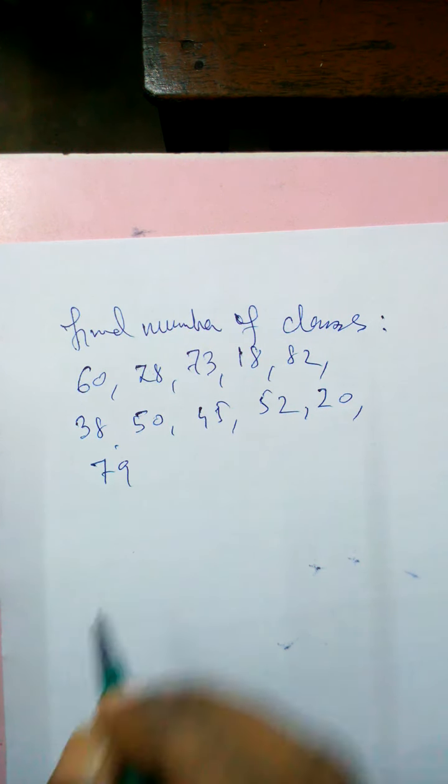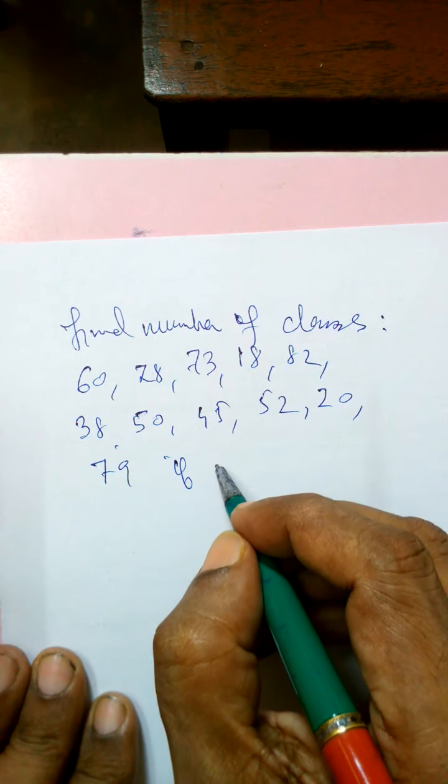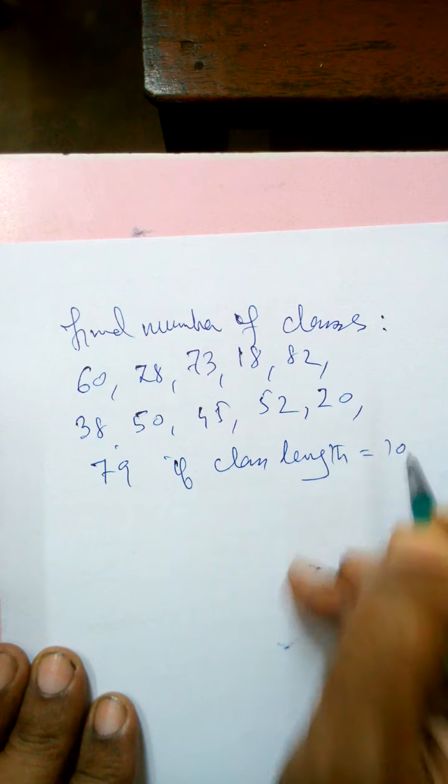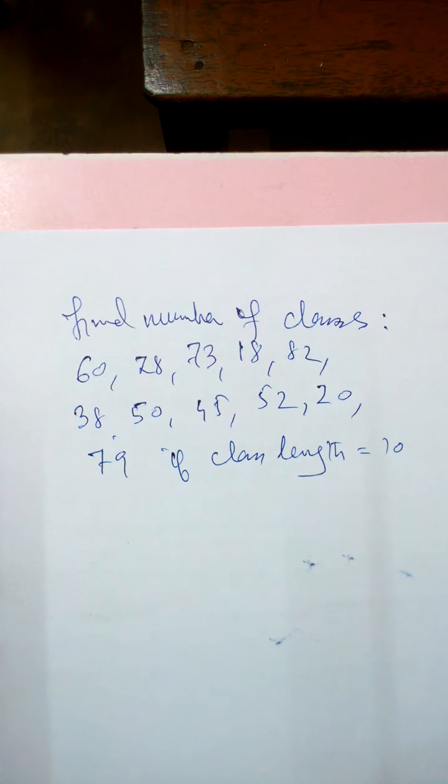How many classes? If class length is 10, that means I have to find the number of classes for this data. Each class length is 10 units. So how do we find out, if the class length is 10, how many classes you have to take?